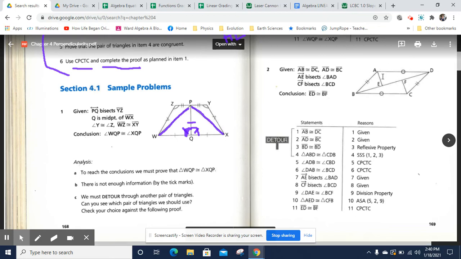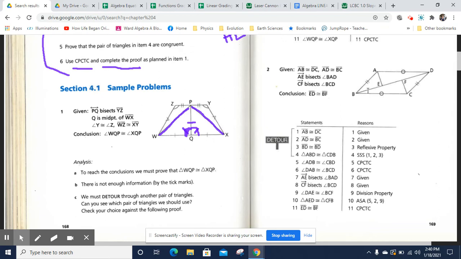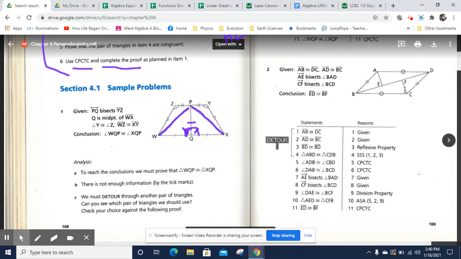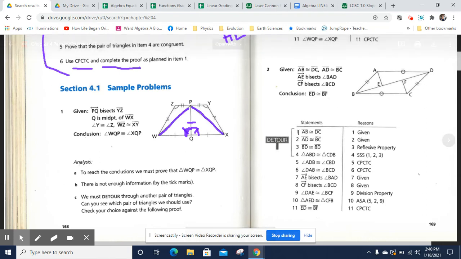So here's what we need. We need to prove that ABD is congruent to CDB. If we can prove that, then we could prove that this angle is congruent to this angle, and I think we'll have what we need. So let's start exploring that. Well, we can prove these triangles are congruent because BD is a shared side for them, so that's congruent by reflexive property. And this is how they do it. This is the detour they take.